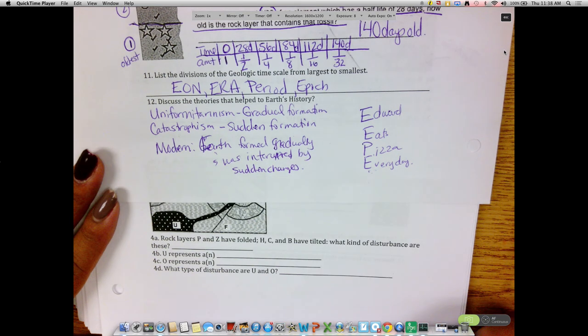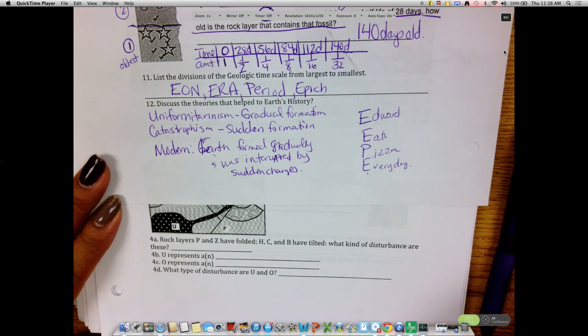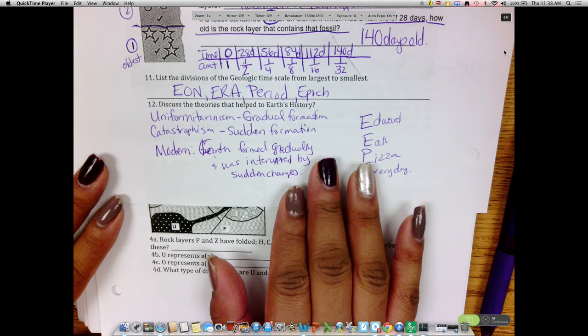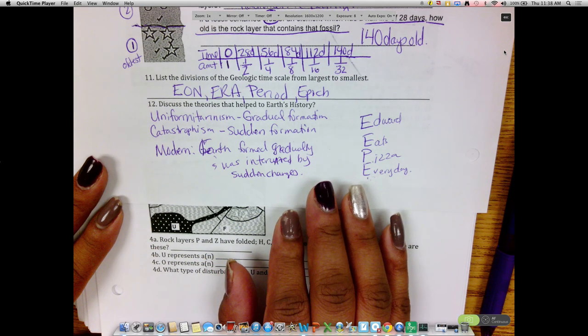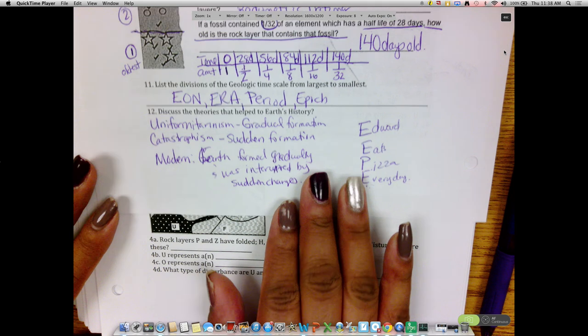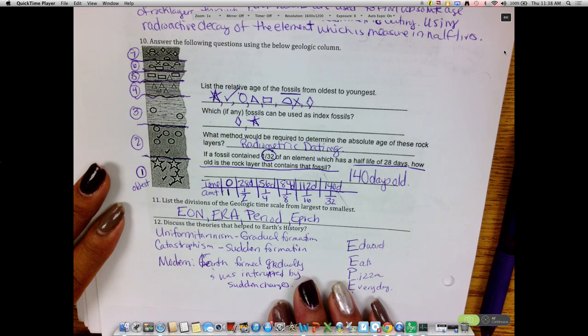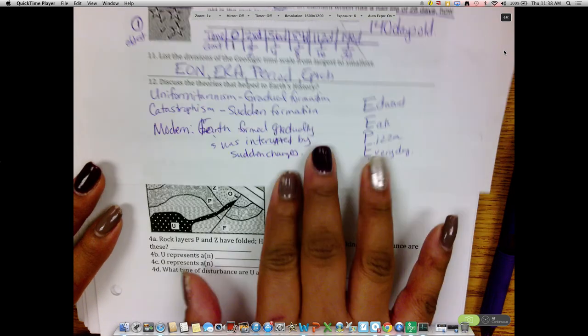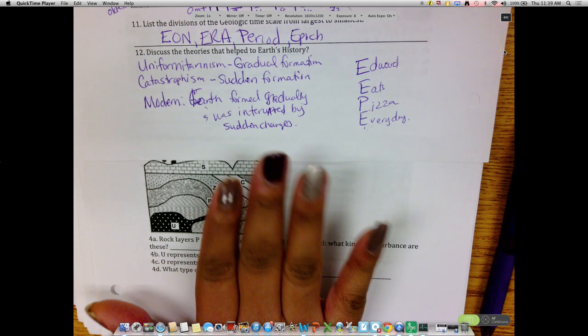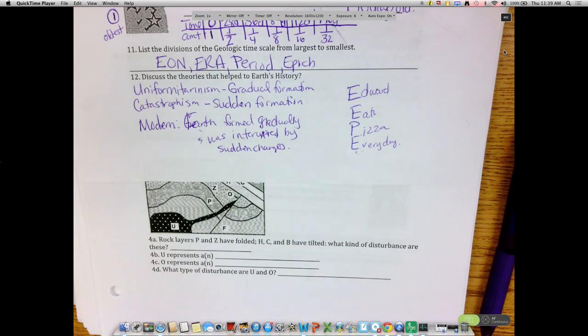How many of you would have gotten 100 on this side? Some of you did not even have eon, era, period, or epoch, so don't lie. How many of you would have gotten at least an A on this side? An A on the whole test.